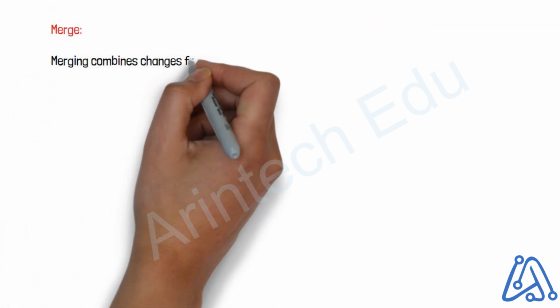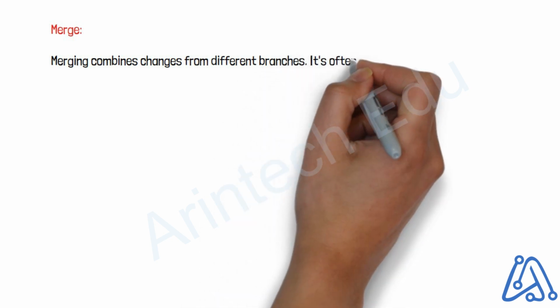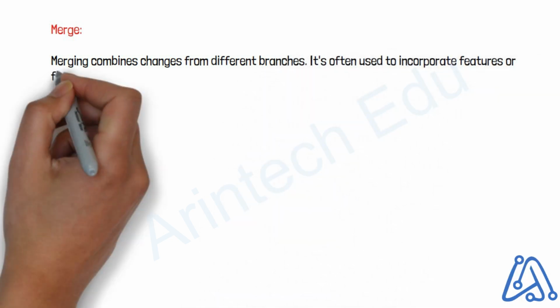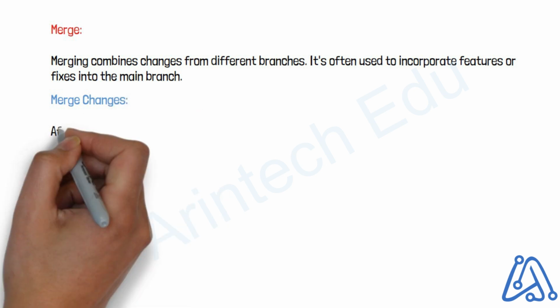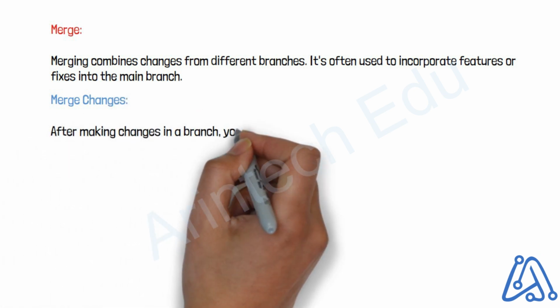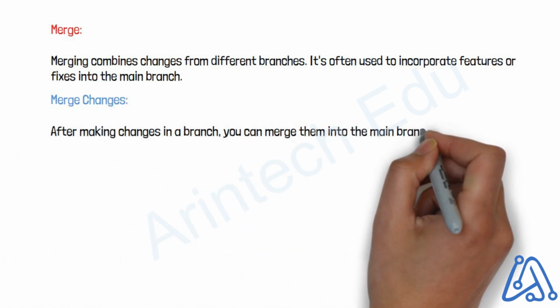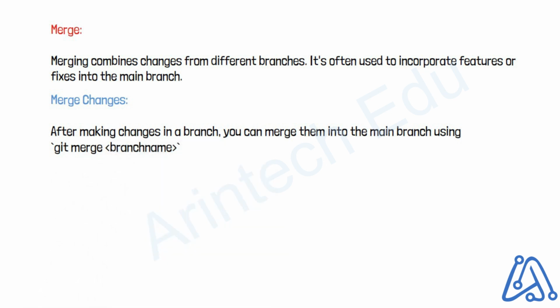Merge. Merging combines changes from different branches. It's often used to incorporate features or fixes into the main branch. Merge changes. After making changes in a branch, you can merge them into the main branch using git merge branch name.